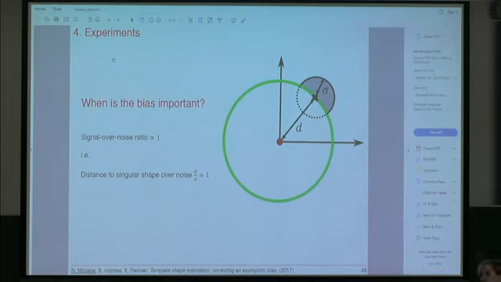And when you know that a bias will be important, you don't choose that method and you go to something else. In our case, when is the bias important? Well, it's when the signal over noise ratio is close to 1, or in terms of geometry, when the distance to the singular shape over the noise is close to 1. So for the 2 landmarks example, it is when this distance here is similar to the standard deviation of the Gaussian noise.